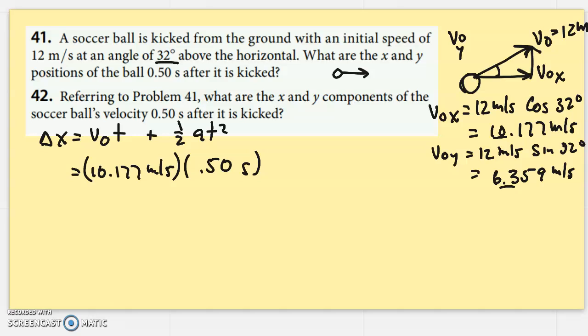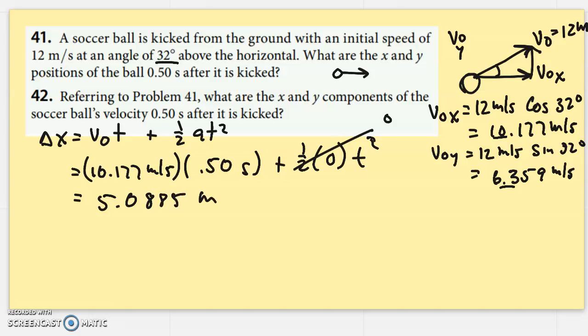They gave me that in the problem. And the second term is going to be 0 because the acceleration is 0. So I could put a 0.5 in for t, but the whole thing's going to 0 anyhow. And so I could say that that is 5.0885 meters, and only two significant figures on both of those. So we'll make that 5.1 meters.